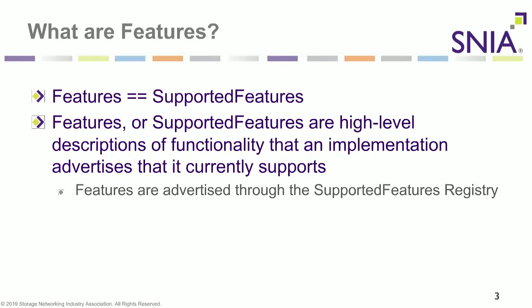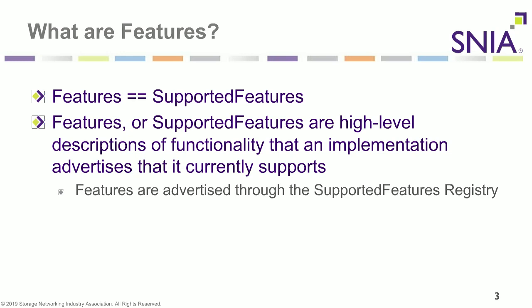So, jumping right in, what are features or supported features? I will generally just refer to these as features. That's a little bit confusing. What you'll see in the schema, what you'll see in the registries, they're officially referred to as supported features. But these are high-level descriptions of functionality, grouped functionality that an implementation can advertise that it can support.